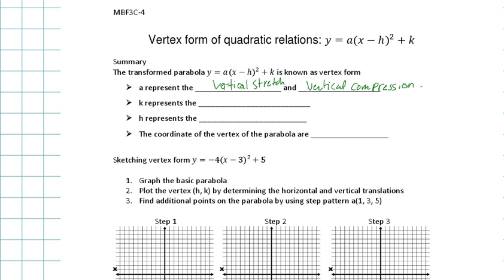What does K represent? This one. Vertical translation. So that's up or down, right? What does H represent? Horizontal translation. And that will be which way?